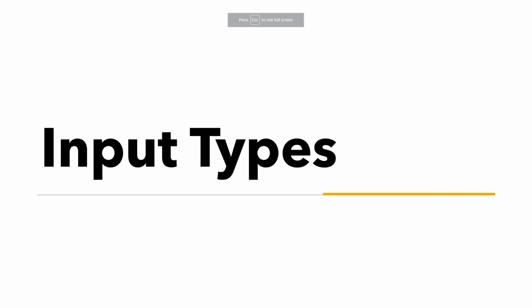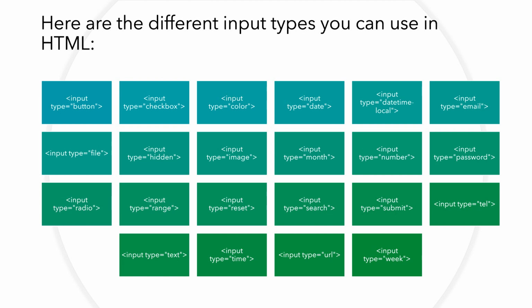In this video, you will learn about input types. So here are the different input types that you can use in HTML. So basically, type is an attribute for the input element, and it can have various values like button, checkbox, color, date, local, email, file, hidden, image, month, number, password, radio, range, reset, search, submit, tel, text, time, URL, and week.